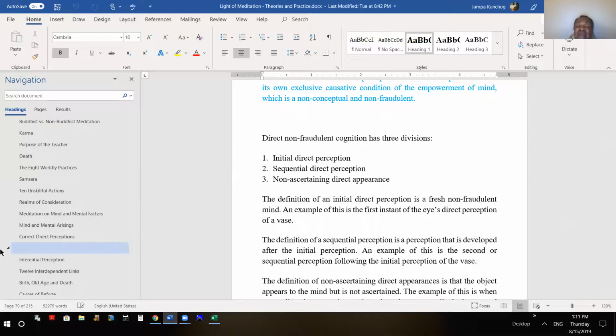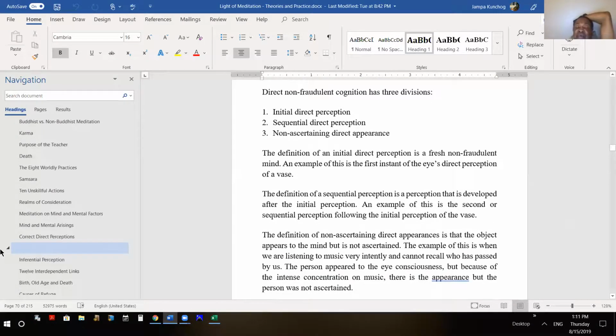So now an example of this is the first instance of eye consciousness, of the eye's direct perception of a vase. When you just open your eyes, the initial appearance or the initial perception of the vase is non-fraudulent, because as a vase appears, it is perceived. It is fresh because it's initial, and non-fraudulent because it's not mistaken. Okay, so here, the example of this is the first instance of the eye's direct perception of a vase.